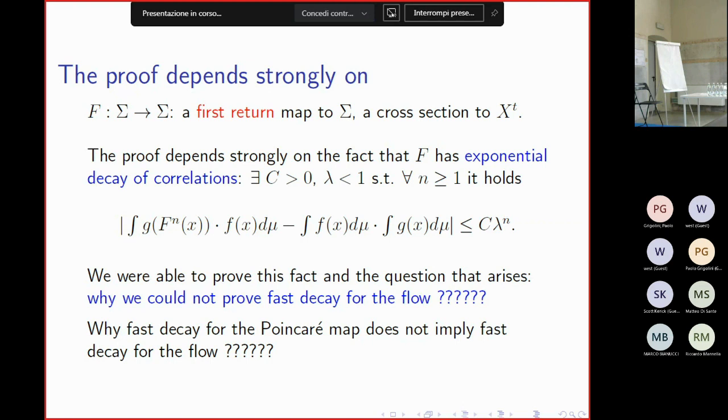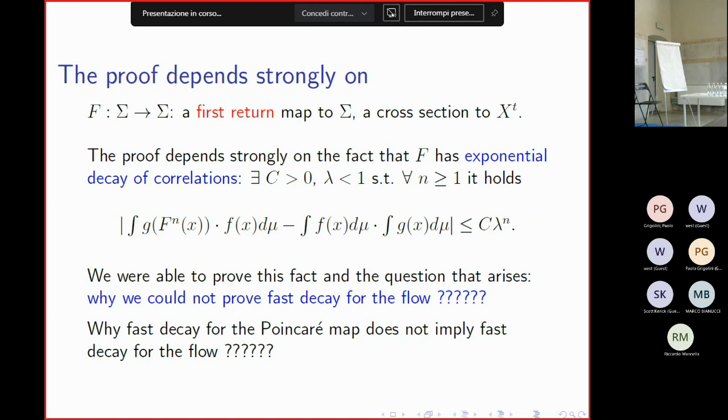And for this map, you have to prove that the first return map has exponential decay of correlations. This means that you have this constant here, and the return is independent. This is the formula for decay of correlation. And so we were able to prove this.